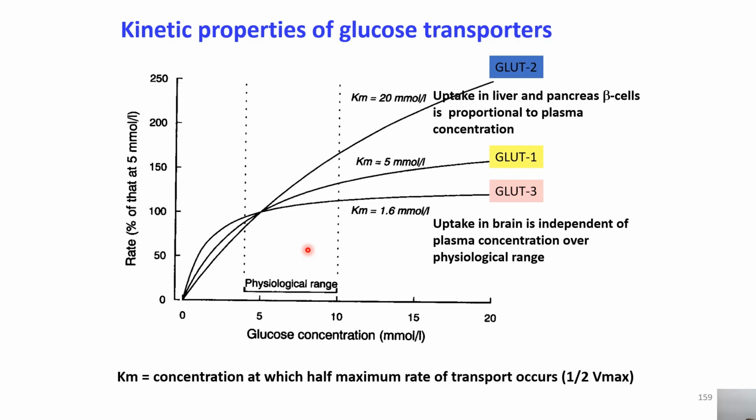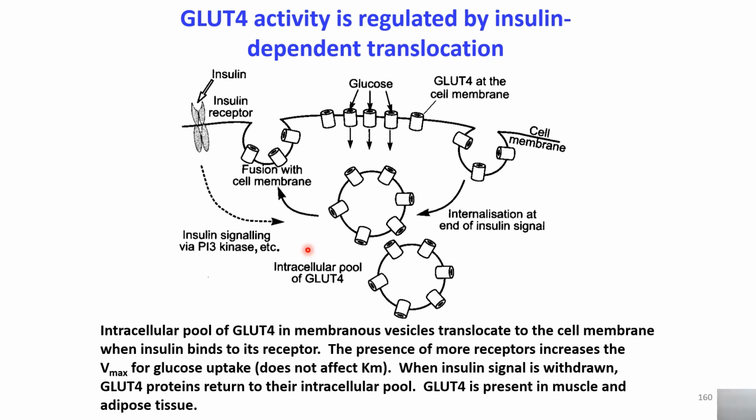So this schematic shows the kinetic properties of glucose transporters. Now, GLUT4 activity is regulated by insulin-dependent translocation. The intracellular pool of GLUT4 in membranous vesicles translocates to the cell membrane when insulin binds to its receptor. The presence of more transporters increases the Vmax for glucose uptake. It does not affect the Km, like it does not affect the binding of the enzyme to substrate. Makes sense, right? When the insulin signal is withdrawn, GLUT4 proteins will return to the intracellular pool. GLUT4 is present in muscle and adipose tissue.